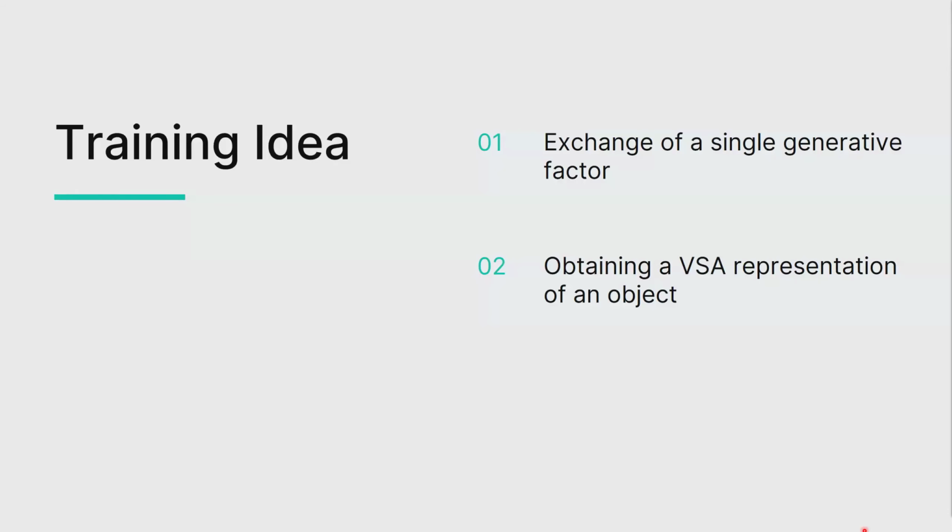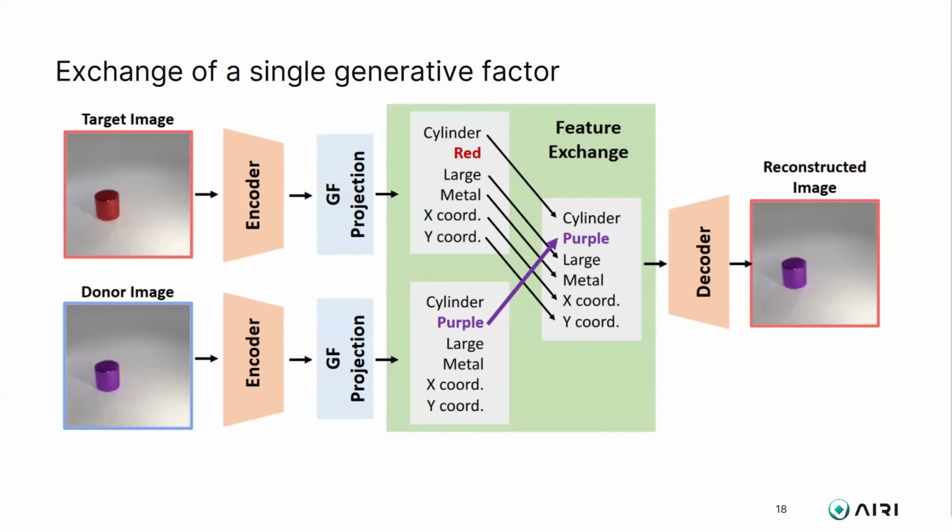So now we talk about the main training idea, and we consider exchange of a single generative factor. We observe the main block of our architecture, and then we try to follow step by step to obtain a VSA representation of an object. So let's start from our architecture. It's about exchange of a single generative factor. Imagine you have two scene images that differ only by one value on one feature.